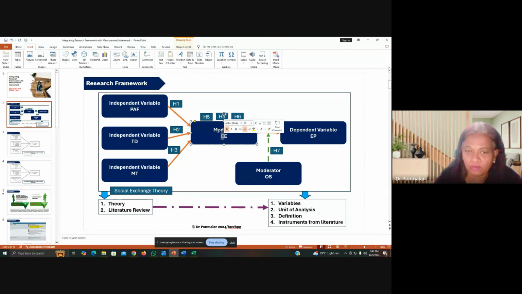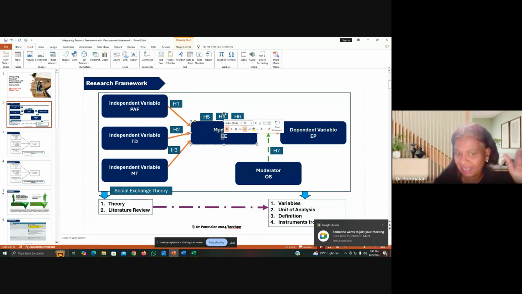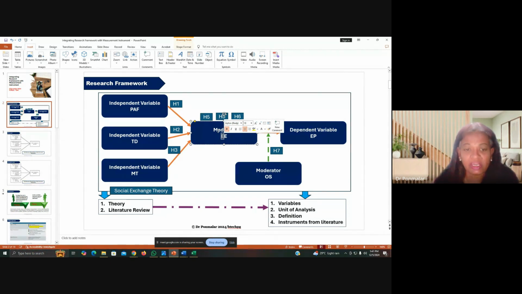If not, I drop it. So from the beginning, I made sure, first, I selected my theory. Second, when I was selecting my variables, I only selected variables which I can explain by the theory that I had selected. So by the time I completed my framework, I didn't have much issue because my variables were supported by the theory. So I did two in one.